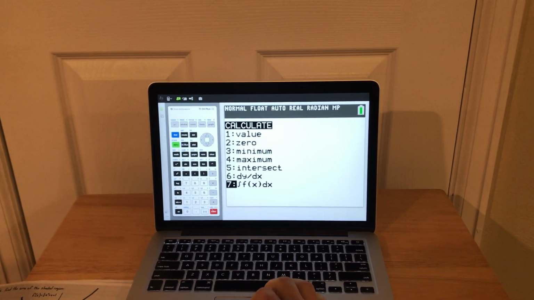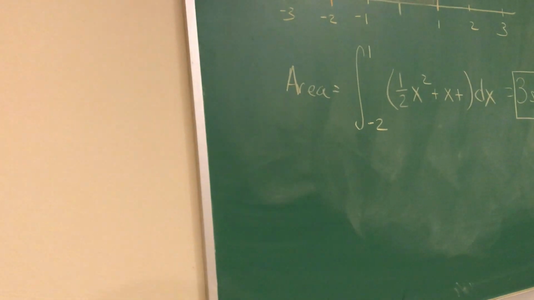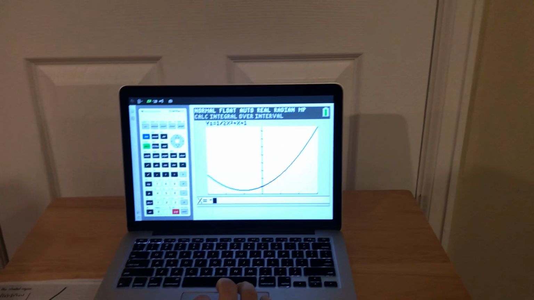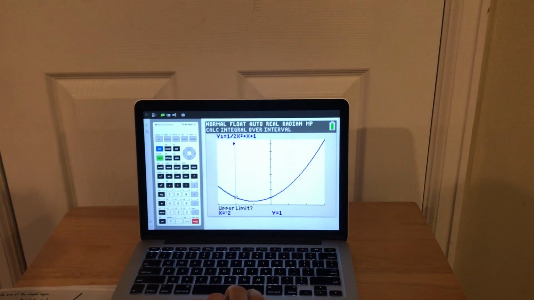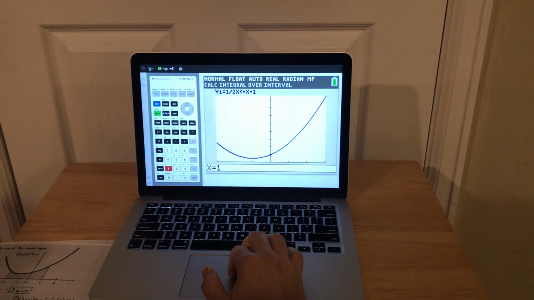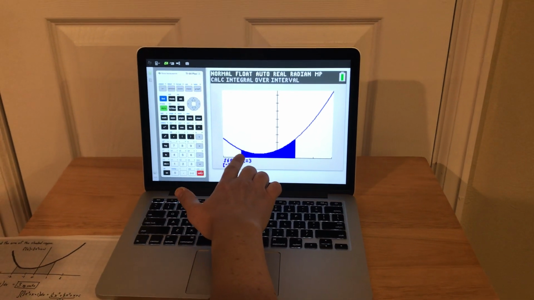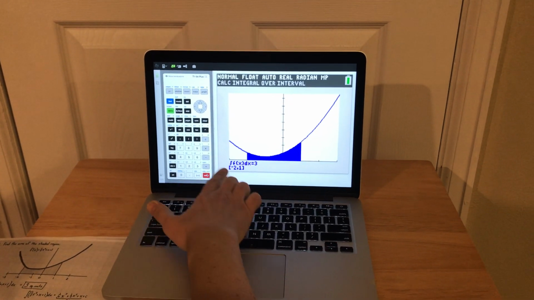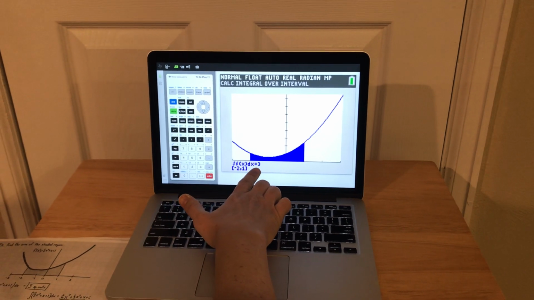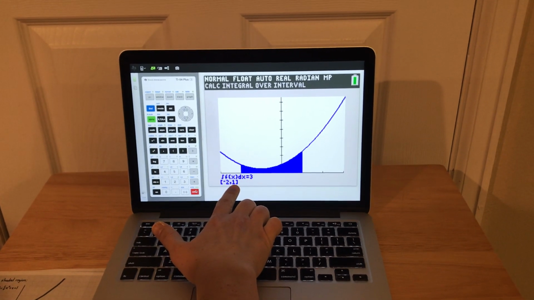And so I hit enter, and the calculator asks me for the lower limit, and that lower limit is the number on the bottom of the integral sign. So in this case, that's -2. And then we are asked for the upper limit, which is the number at the top of the integral sign. So in our case, that's a 1. So I type in the 1, and this tells me, first of all, it shades the region for us, which is pretty cool. It says the integral of f of x dx is equal to 3, and it tells us down below that your lower bound is -2 and your upper bound is 1.